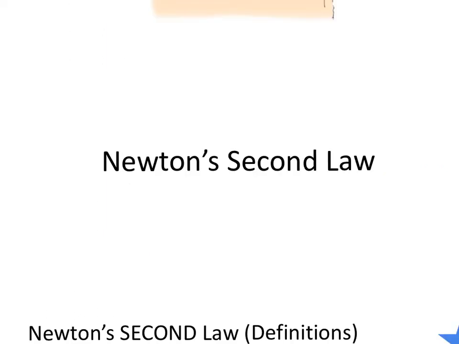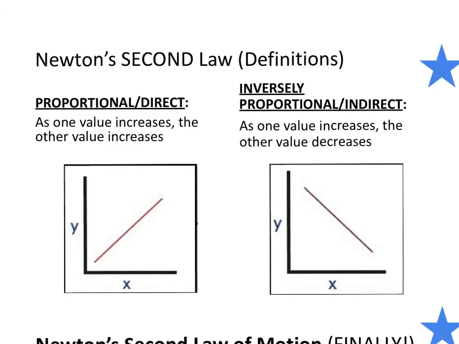Now that we've done Newton's first law, let's go into Newton's second law. Quick recap when I talk about direct and indirect. Direct is as one value increases, the other value increases. So I see a relationship that's directly changing at the same rate. And indirect is as one value increases, the other decreases. So I see an opposite relationship.